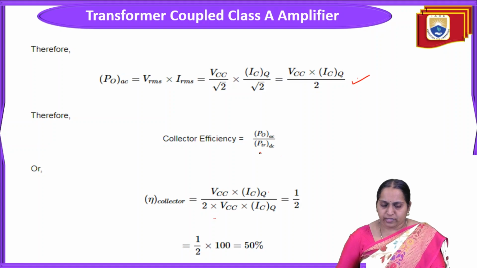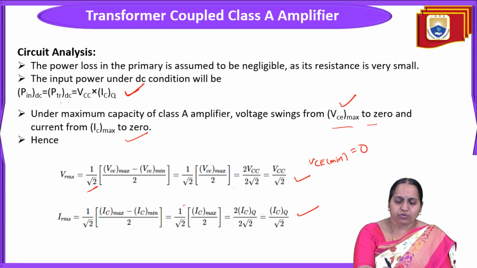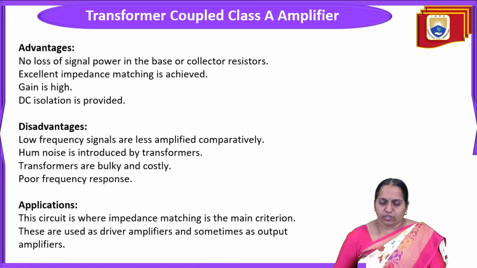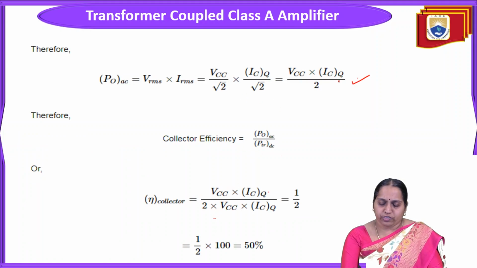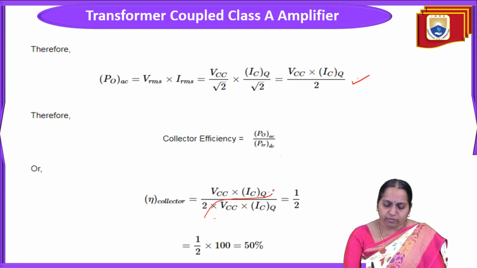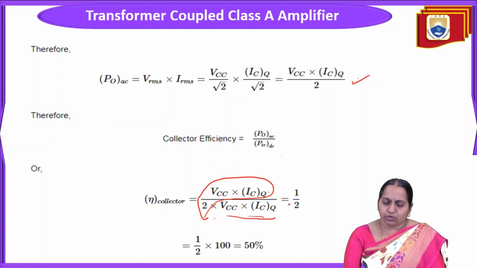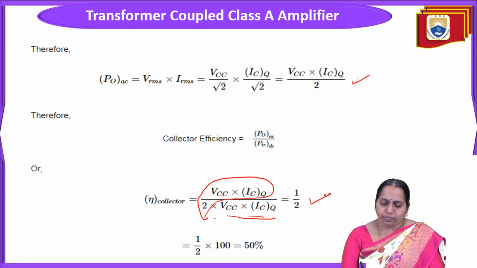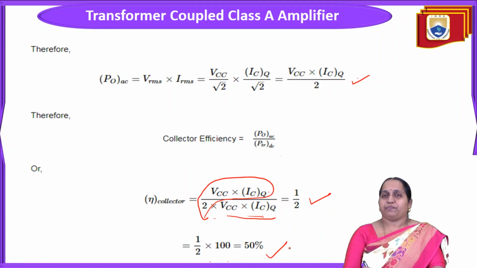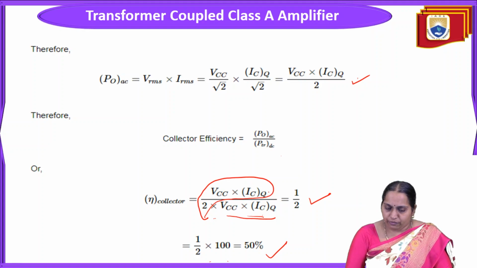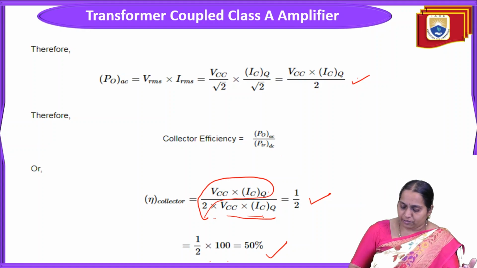And what is P in DC? We have seen here, P in DC is given by VCC into ICQ. Substitute that here: P0 AC is VCC into ICQ by 2, and P in DC is VCC into ICQ. The ratio of these two gives you 1 by 2. So collector efficiency is 1 by 2 into 100, that is 50%. So for the transformer coupled class A power amplifier, the maximum collector efficiency is 50%.